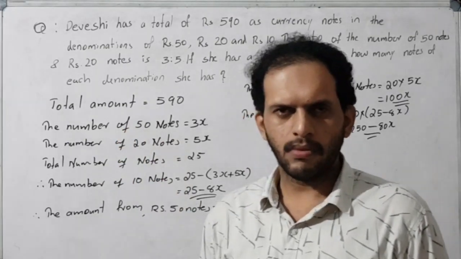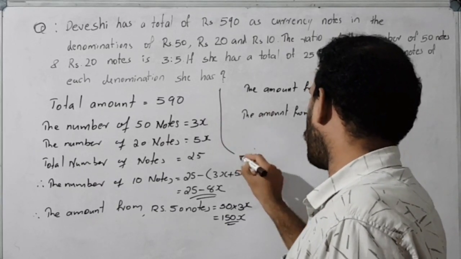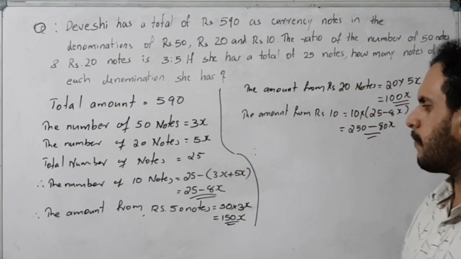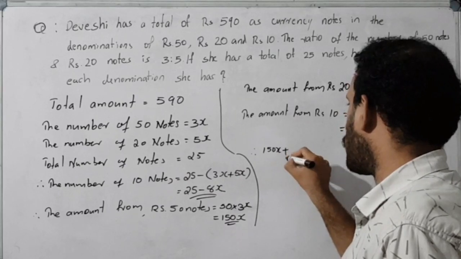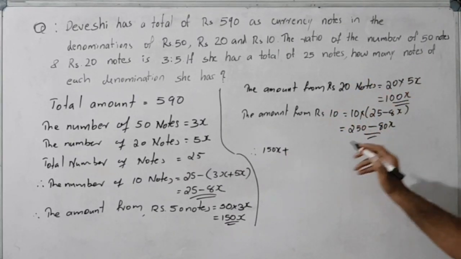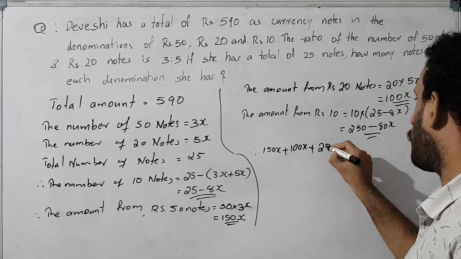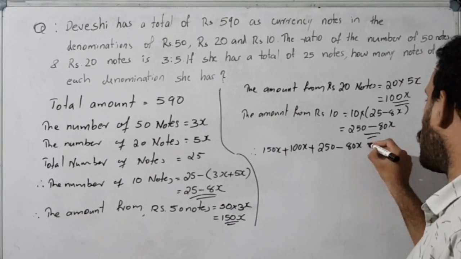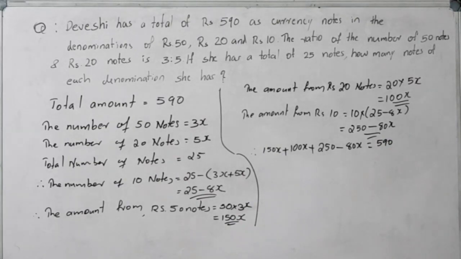Correct? Therefore, what is our next step? What is the amount we get from the 50 rupee notes? 150x. Therefore, 150x plus the amount from 20 rupee notes, which is 100x, plus 250 minus 80x is equal to 590. Okay, 150x plus 100x plus 250 minus 80x is equal to 590.